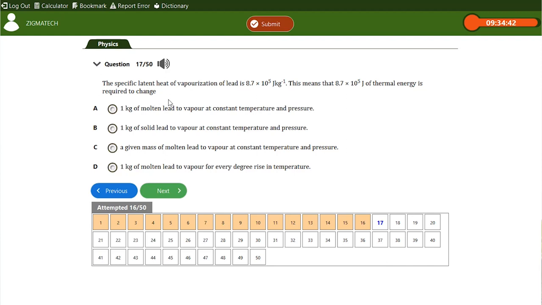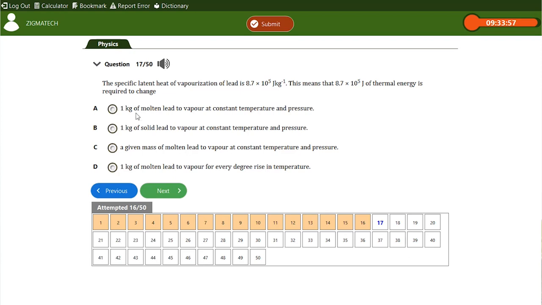Specific latent heat of vaporization of lead is 8.7 times 10 raised to the 5 joule per kilogram. This means that 8.7 times 10 raised to the 5 joule of thermal energy is required to change. When we talk about latent heat, specific latent heat is the quantity of heat required to change a unit mass, or 1 kilogram of mass of a body, without changing temperature. Okay? So 1 kg of molten. Molten means in a liquid form. Of course, we are talking about from liquid to gases. That is why it must be vaporization.